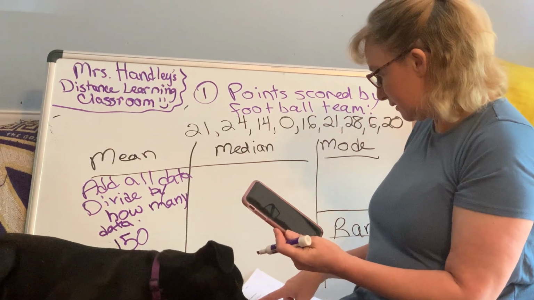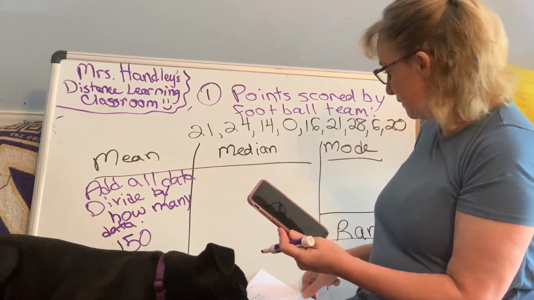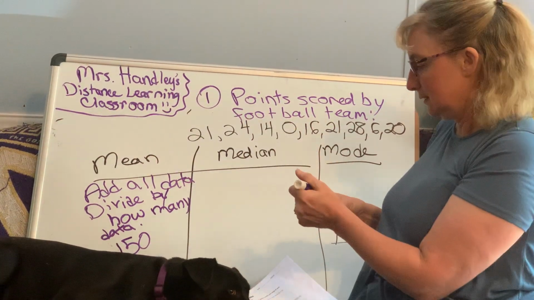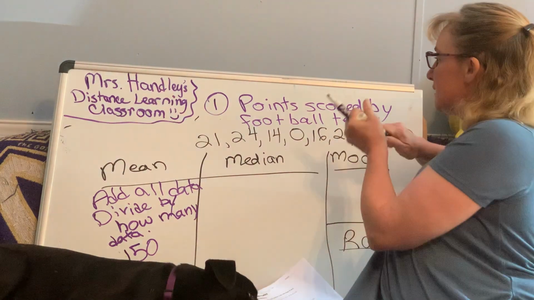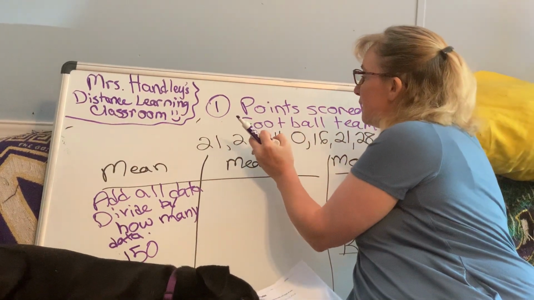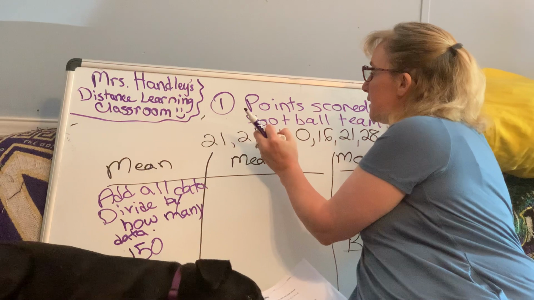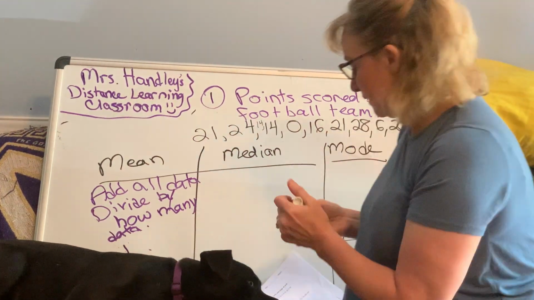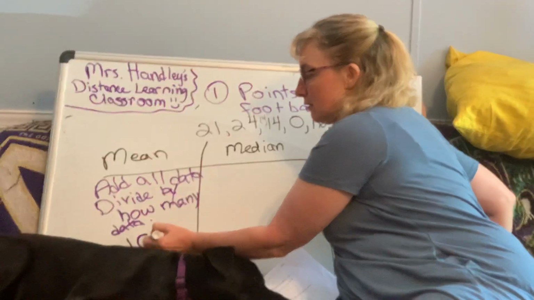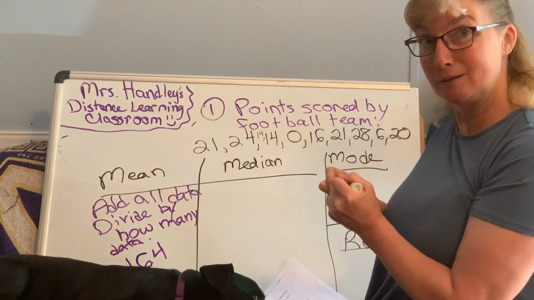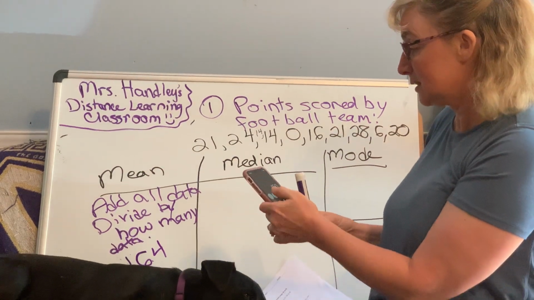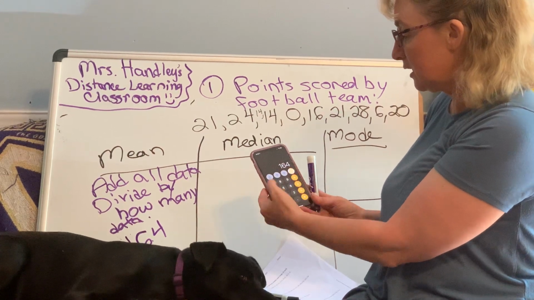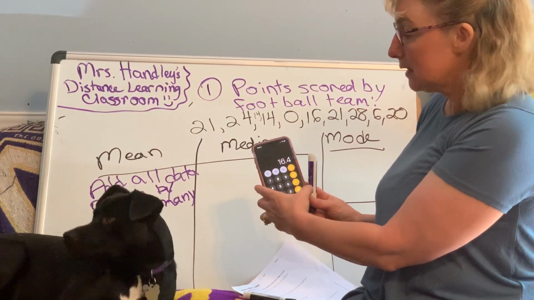Did I write them all down? I thought I counted 10. 21, 24, 14. I'm missing a 14. See, and this is why you double check your work. There was another 14 in here. Okay, so now I have to take my 150 and add 14 and I get 164. I pre-counted before the video and knew that there were 10 pieces of data. So now I'm going to divide 164 divided by 10 and I get 16.4.